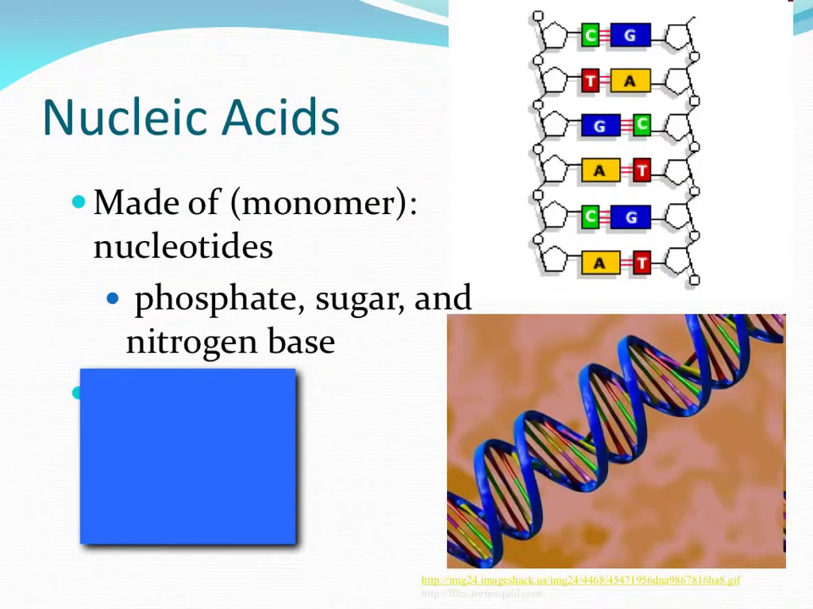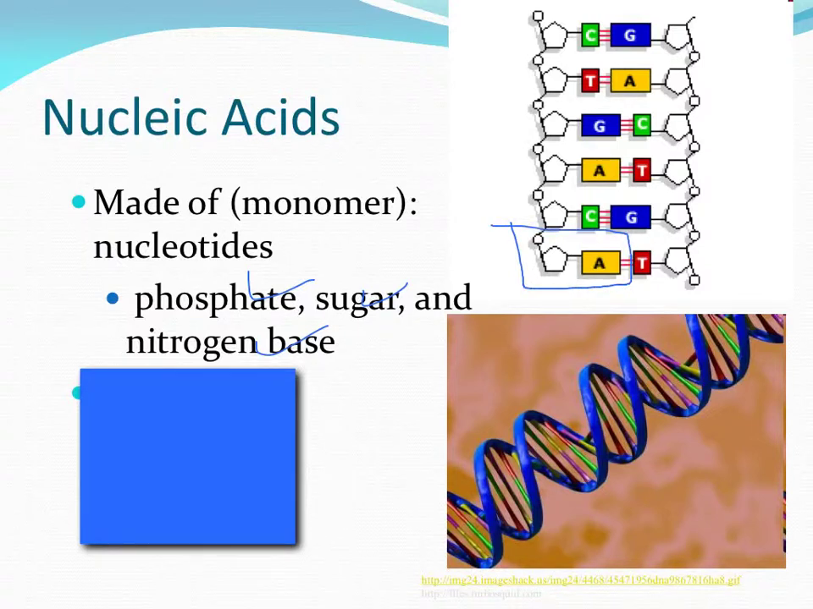Finally, we move on to the last of our four organic macromolecules, the nucleic acids. Nucleic acids are made up of monomers called nucleotides. You guys have this diagram in your sheet. I would recommend attaching it here. And a nucleotide is a phosphate, a sugar, and a nitrogen base. So this right here would be one nucleotide. So one nucleotide right here.